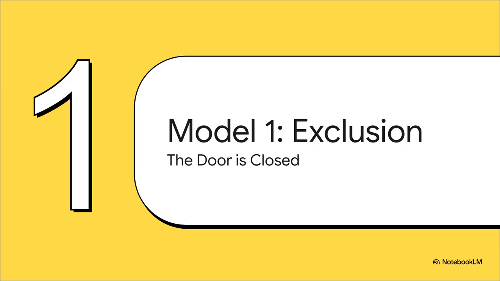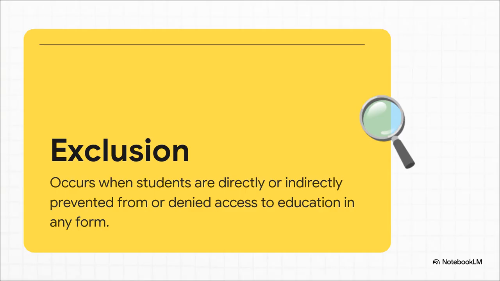All right, let's start with the first model. And honestly, it's the most basic denial of a student's rights. The definition here is pretty straightforward, and it's just as stark as it sounds. For a student, exclusion means that door to learning, to growth, to community, is just slammed shut before they even get a chance to knock.